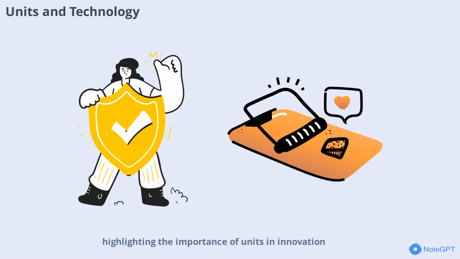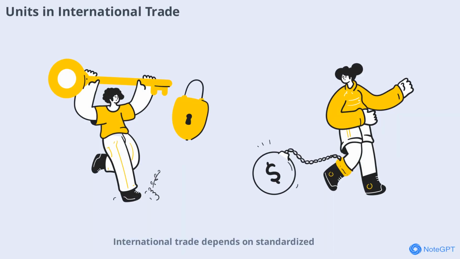in innovation. International trade depends on standardized units to ensure fairness and transparency. Whether trading commodities, manufacturing goods, or shipping products, consistent units prevent misunderstandings and disputes. The adoption of SI units has streamlined global commerce, making it easier to do business across borders.